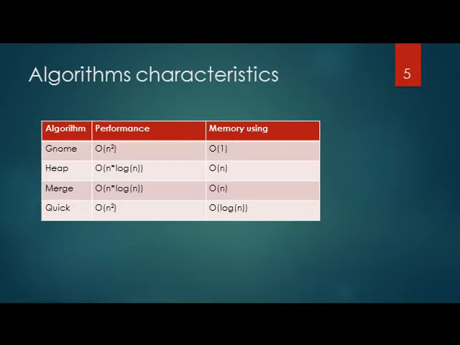Gnome sort has the worst-case performance estimate as quadratic dependence and needs no additional memory. Heap sort has worse memory requirements but better performance. Merge sort needs a lot of memory but it has a better performance. And finally, quick sort needs additional memory as logarithmic dependence and worst-case performance as quadratic dependence.